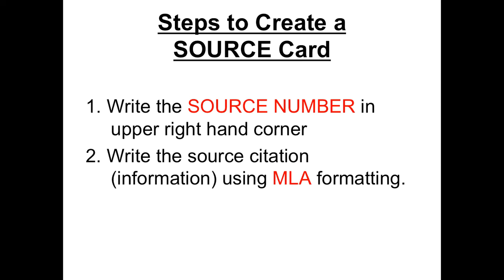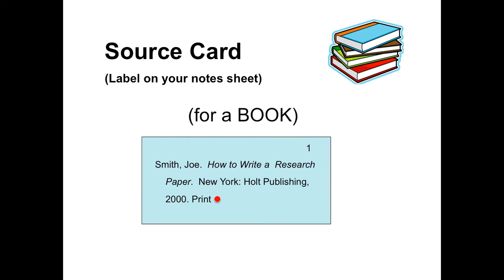The second thing you're going to do is write the source citation, meaning the information on how to find it again using MLA formatting. We're going to go over 3 specific types that we're going to use throughout this research project. We're going to look at how to make a source citation for a book, for a website, and for a database article. So the first one we're going to talk about is how to make a source card for a book.